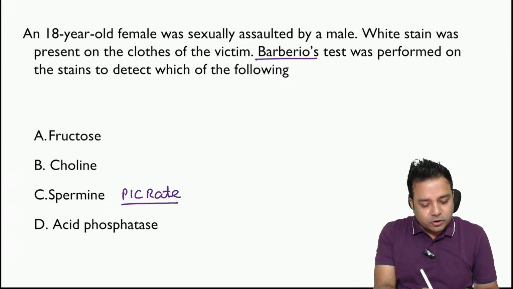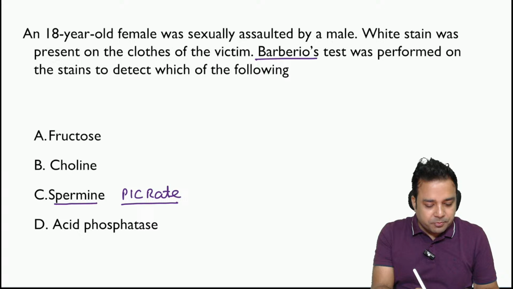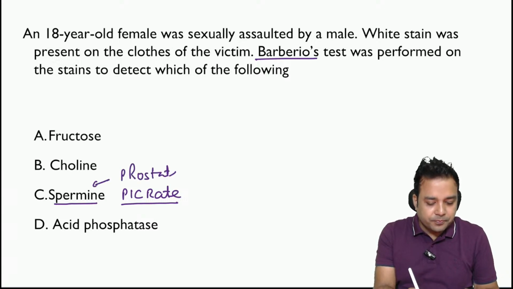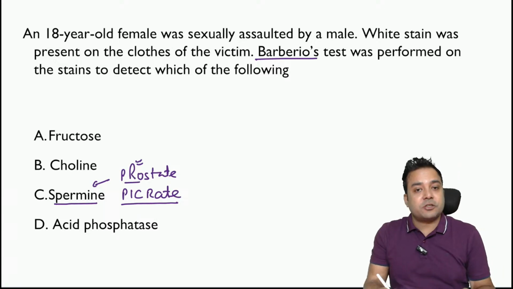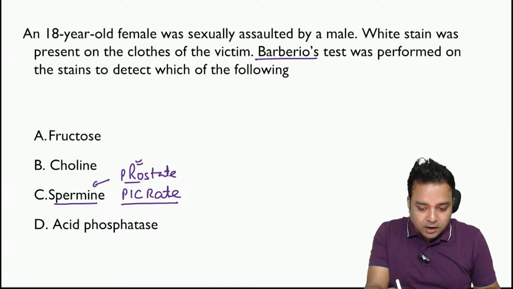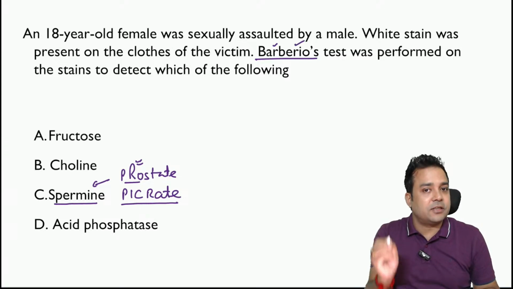Picric acid. What is the source of spermine? Spermine comes from the prostate, having the R alphabet. That is how we remember. So which test is based on prostatic secretions? Barberio's, the R also correlates with this.